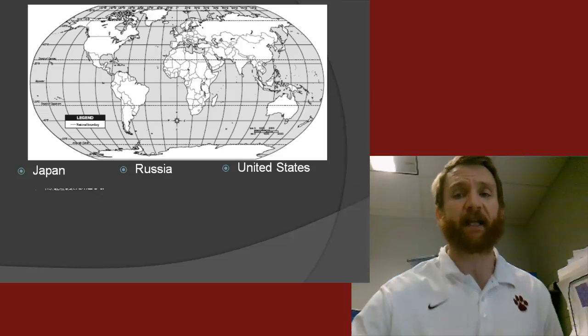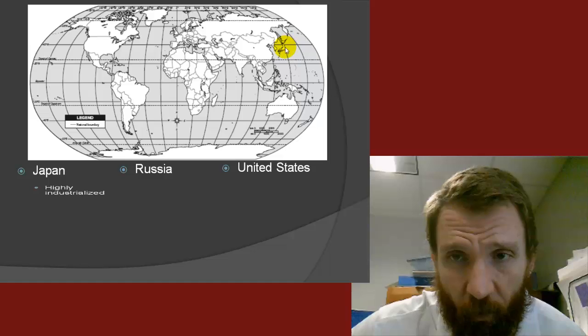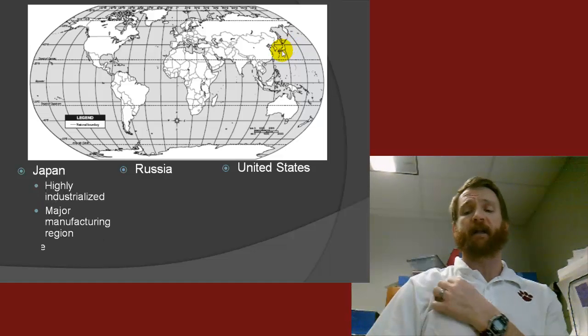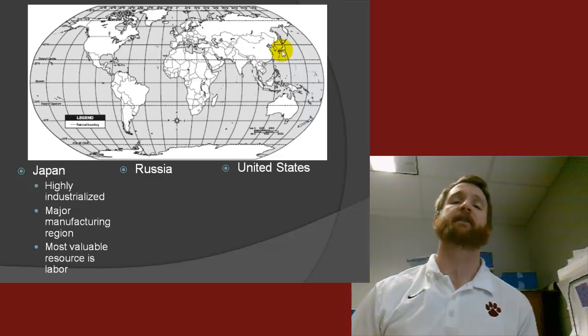Japan is very highly industrialized. Mark it on your map. Japan is right there. Japan's very highly industrialized. They're a major manufacturing region, and their number one asset or resource is their labor.